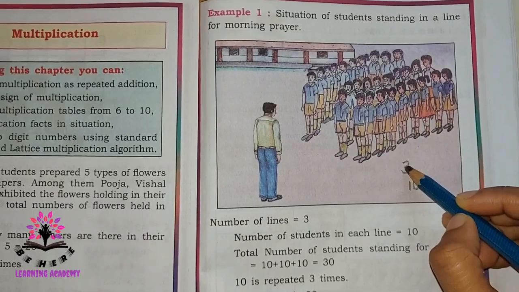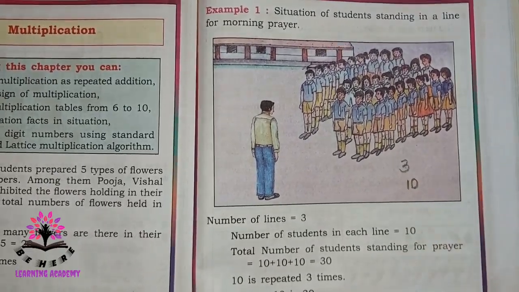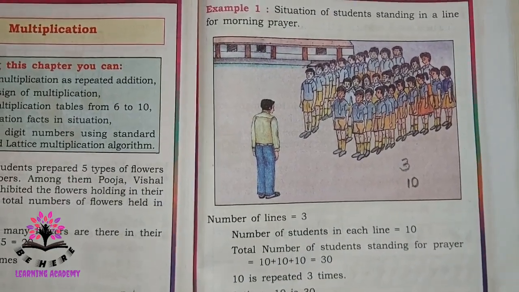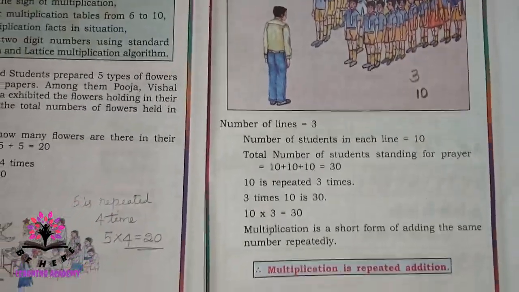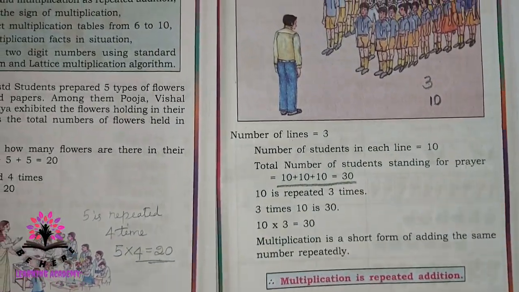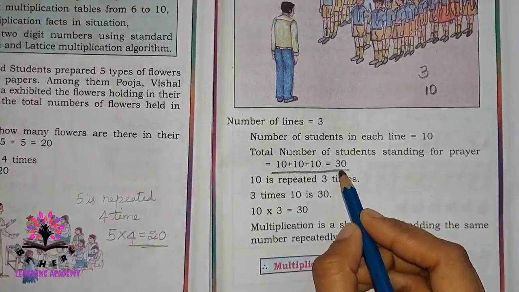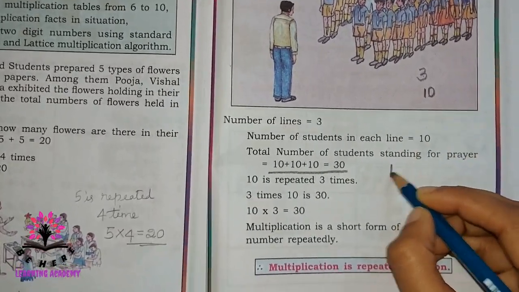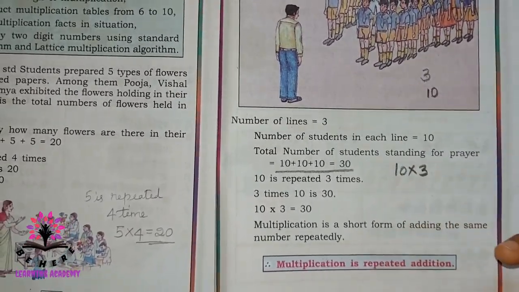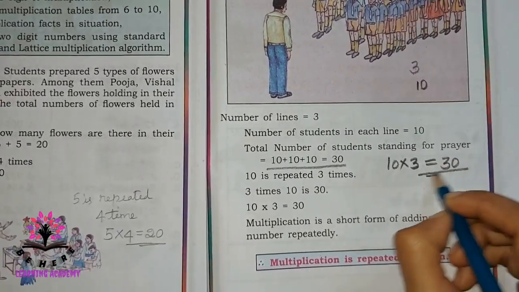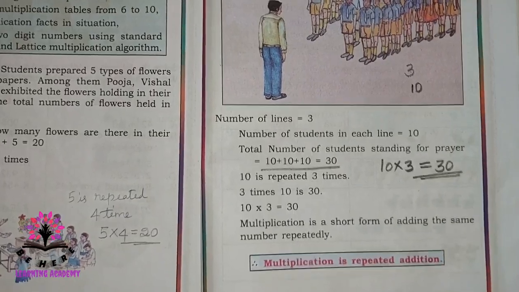Now, we can find out the total number of students using addition and also the process of multiplication. How to find out using addition? You have to just write 10 plus 10 plus 10, right? It is 30. Using multiplication, you see here, 10 is repeated 3 times. So, 10 into 3, 10 threes are 30. So, the total number of students is 30.